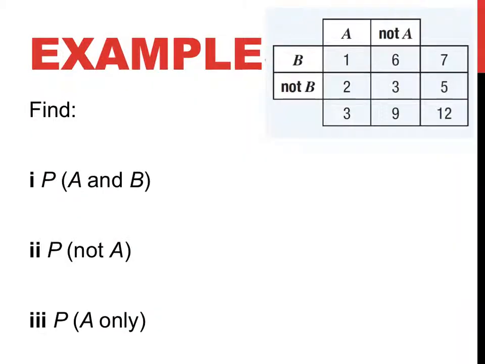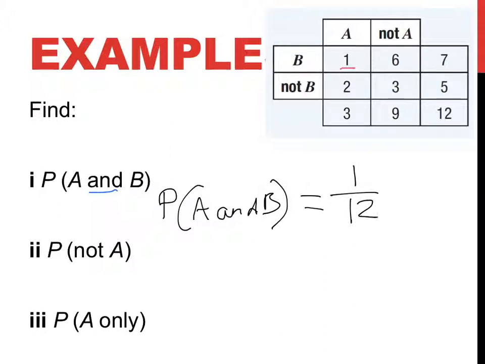Last but not least, we're asked to find the probability of certain things. Okay, so the probability of finding someone who likes A and B, not or this time, but A and B, is the probability of A and B equals... Well, A and B is this guy here, so 1 on 12.